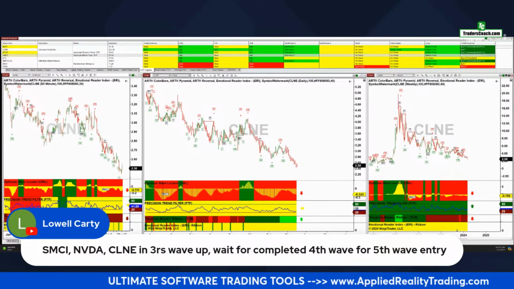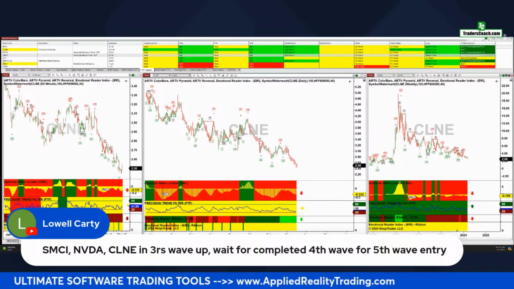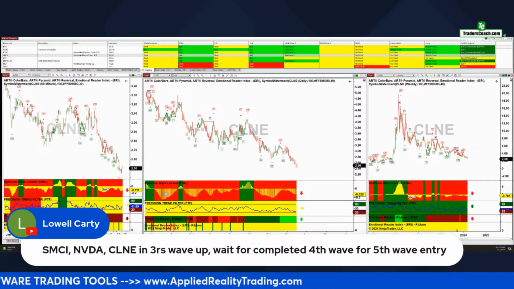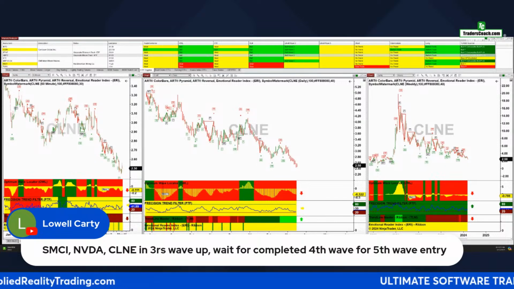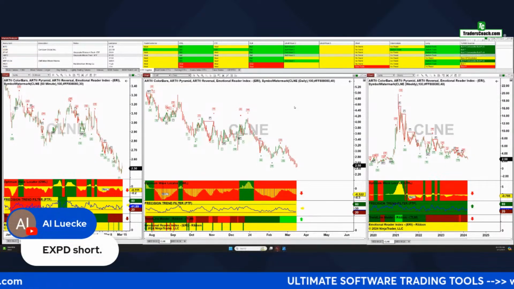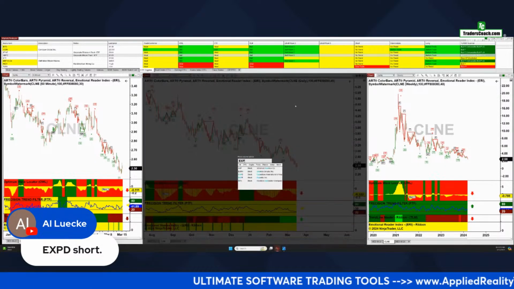Keep this on a watch list if you want to, and then we can take a look at it when it finally looks like it's bottomed. But so far it's not. So you don't want to go up into that yet. Okay. All right. Al's back with EXPD.